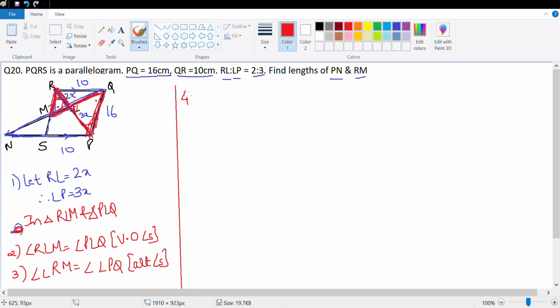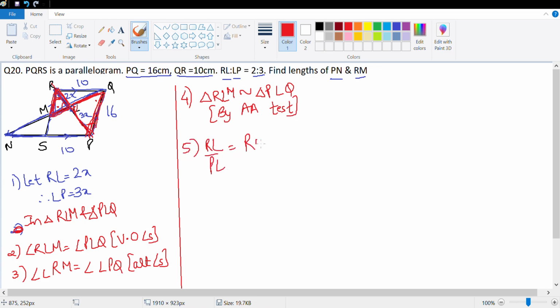This gives us point number 4, which means triangle RLM is similar to triangle PLQ. R equal to P, so I'll write P here, L equal to L. That leaves only Q, by AA test. Done, which means RL upon PL is equal to RM upon PQ is equal to LM upon LQ. Let's see if we have the data for this.